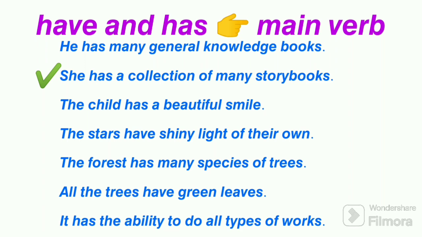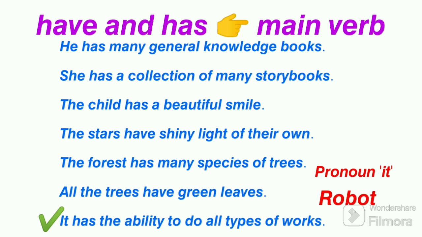She has a collection of many storybooks. The child has a beautiful smile. The stars have shiny light of their own. The forest has many species of trees. All the trees have green leaves. Then we can also say it has the ability to do all types of works. Here, the pronoun it may refer to a robot, for example.